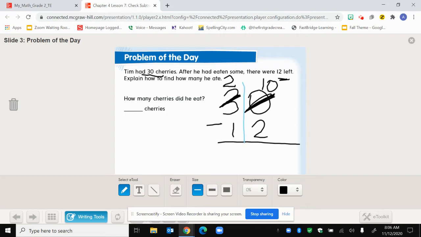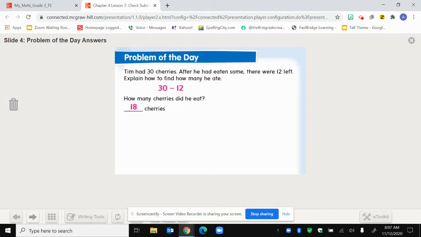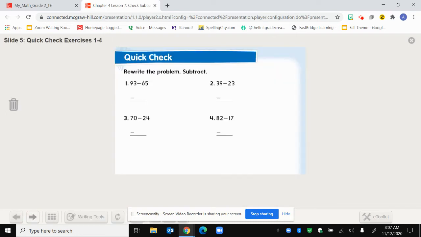So then 10 minus 2 would be 8, right? And 2 minus 1 would be 1. So Tim ate 18 cherries. That is a lot of cherries, right? All right, go ahead and erase your slates. 30 minus 12 equals 18. Woo. All right, go ahead and erase your slates and then hide this.